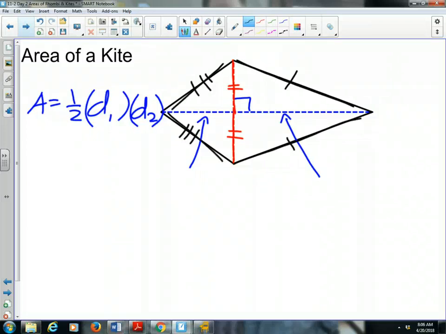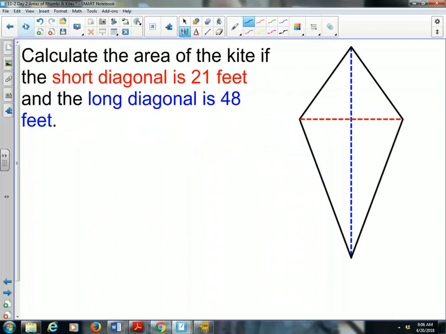So a kite is not a parallelogram. Opposite sides are not parallel. The adjacent sides are the ones that are congruent. Okay, and here's our formula. 1/2 diagonal 1 times diagonal 2. So calculate the area of the kite if the shorter diagonal is 21. So this distance right here is 21 feet. And then the longer diagonal is 48.